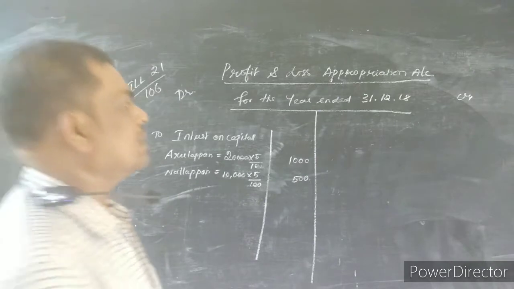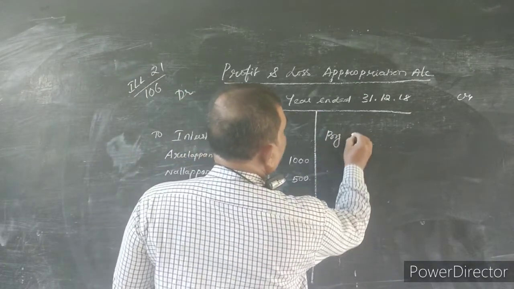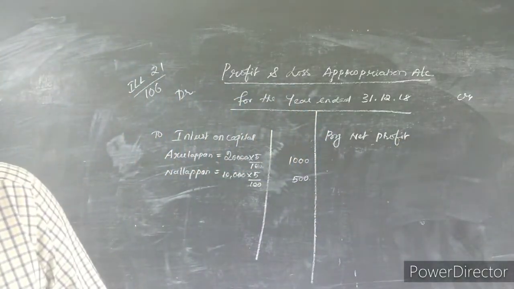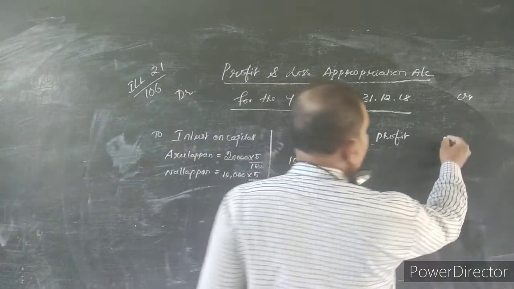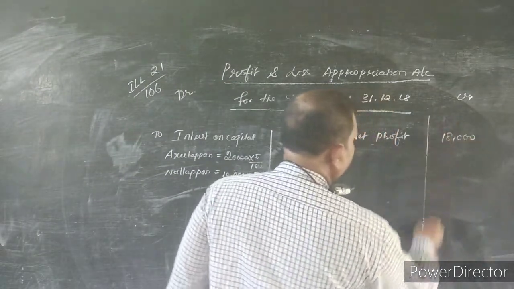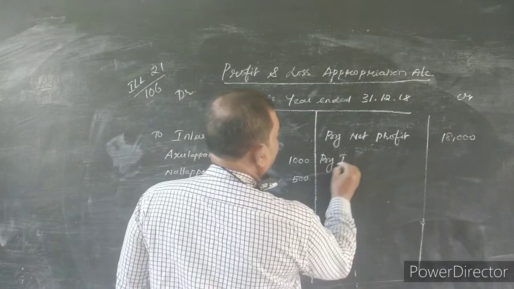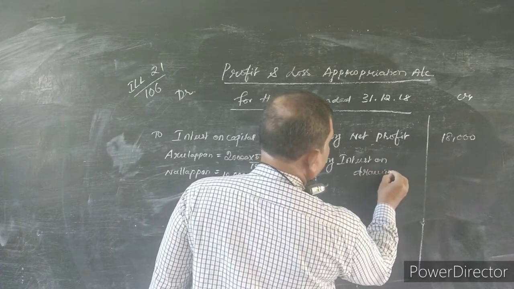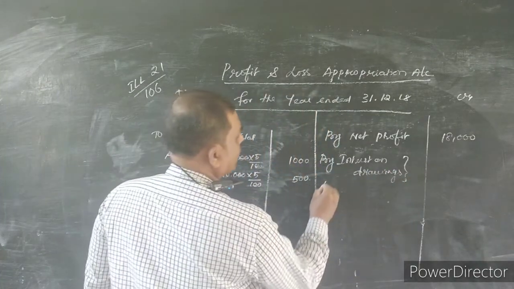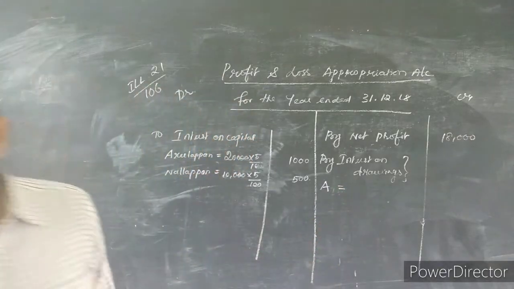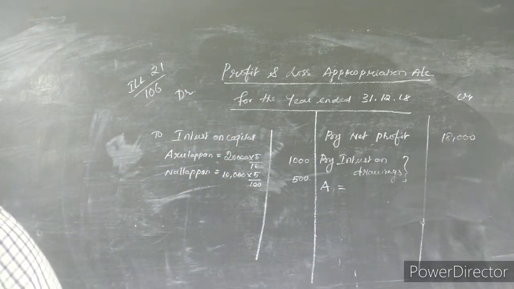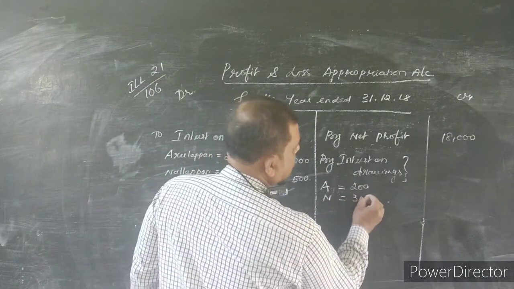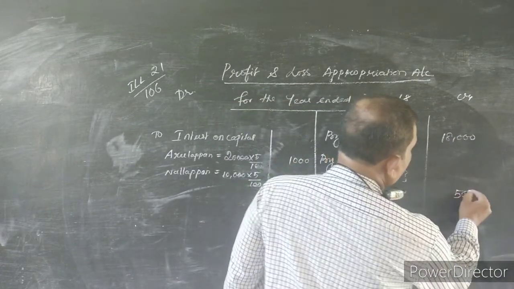Come to the credit side. Credit side is by net profit. How much net profit? Net profit clearly given before adjustments is rupees 18,000. And by interest on drawings: as given, Arulappan 200 and Nallasamy 300. So totally 500 rupees, put it in the outer column.